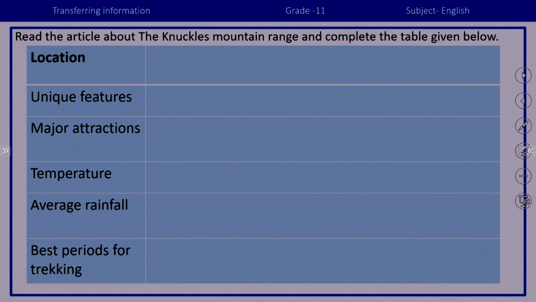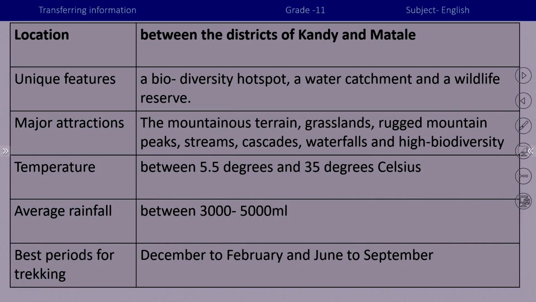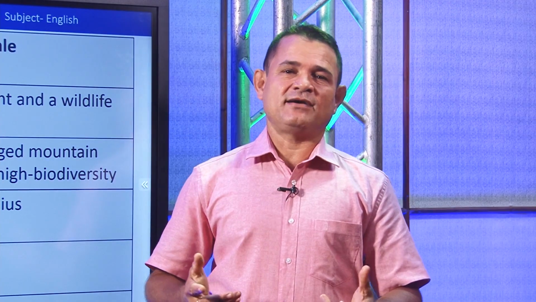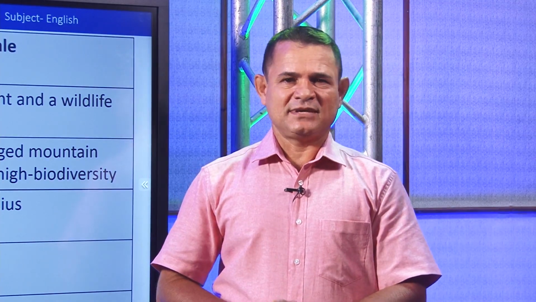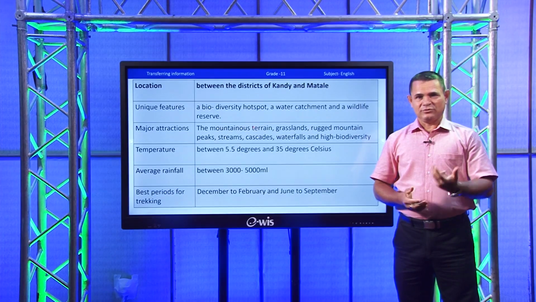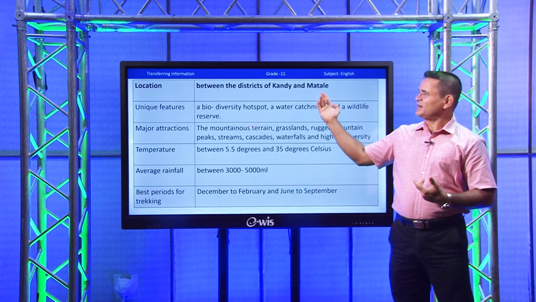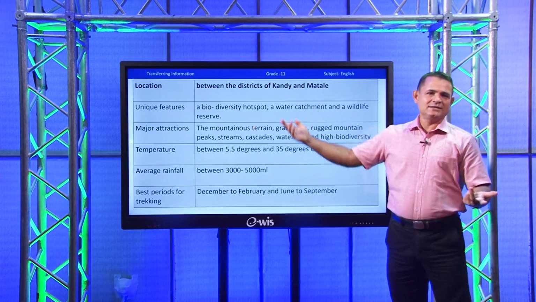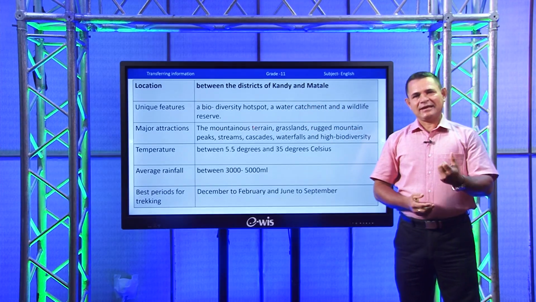Could you get the answers for these things? Let us see the answers. Location: between the districts of Kandy and Matale. It is given in a long sentence, maybe you can't understand it, but you know location, that means the word place, and then you can easily understand this Matale, Kandy. So, in that case you can catch the answer.